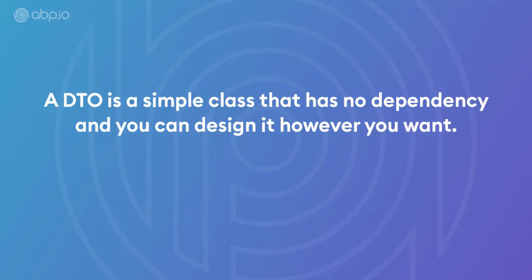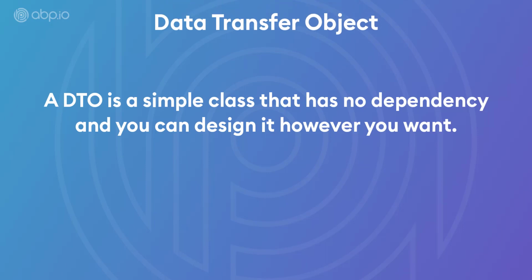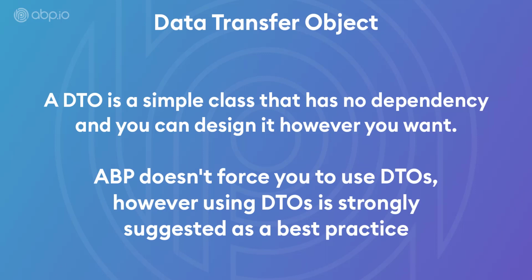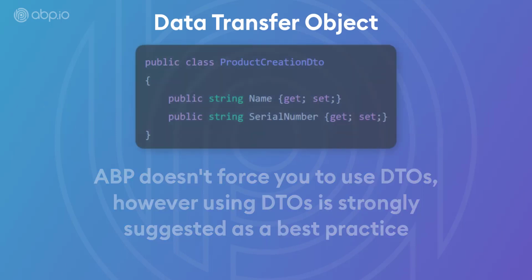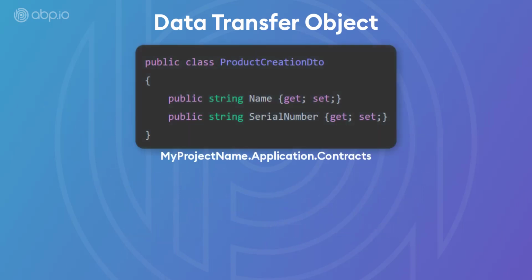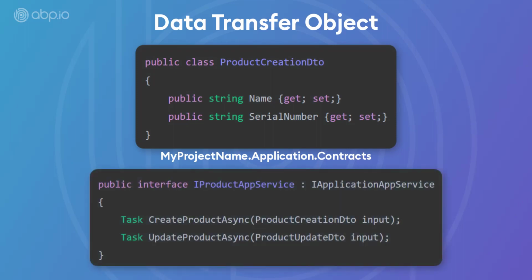A DTO is a simple class that has no dependency and you can design it however you want. ABP does not force you to use DTOs. However, using DTOs is strongly suggested as a best practice. DTO classes will be placed in the application contracts layer, and when we create the application service methods, the method itself will pass the DTO as a parameter.